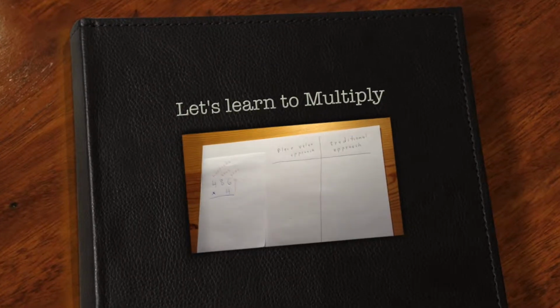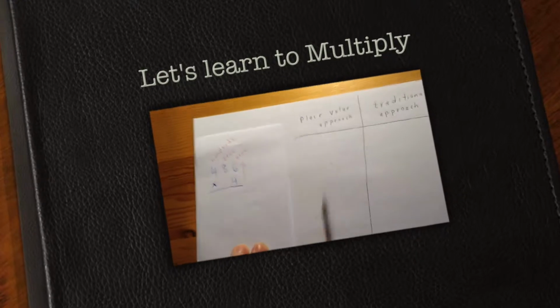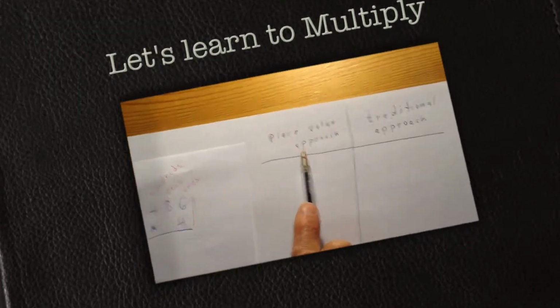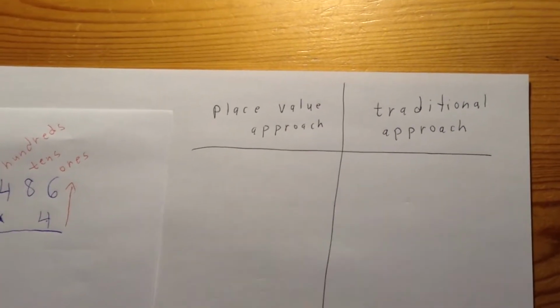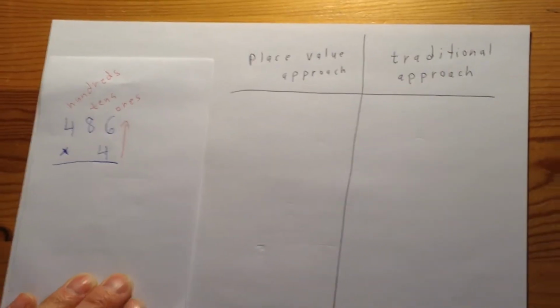Today's lesson we're going to learn how to multiply a 3-digit number by a 1-digit number. There are two different approaches. One is called the place value approach and the other is traditional. We need to know both approaches in preparation for the test.